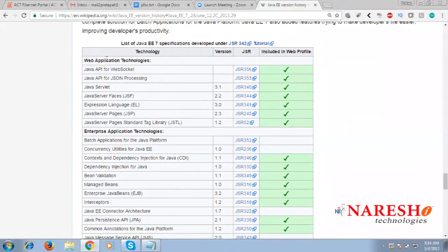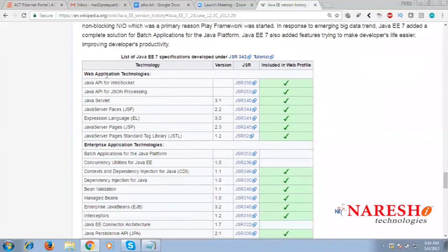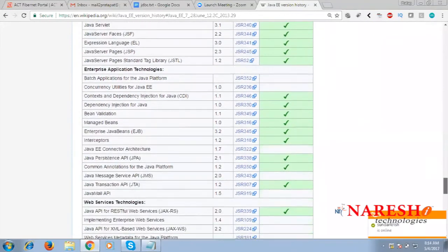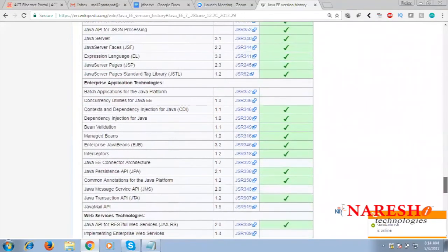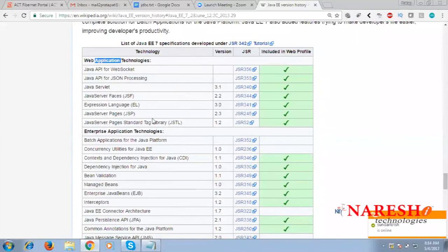If you look into J2EE, you'll find it has web application technologies and enterprise technologies. Going down, there are other things also, like web service related technology and management and security related technology. It's a huge one, J2EE is very big. But our interest is in this particular area, the web application technologies. After learning your advanced Java, we are bringing a few things from here and making a curriculum called advanced Java.